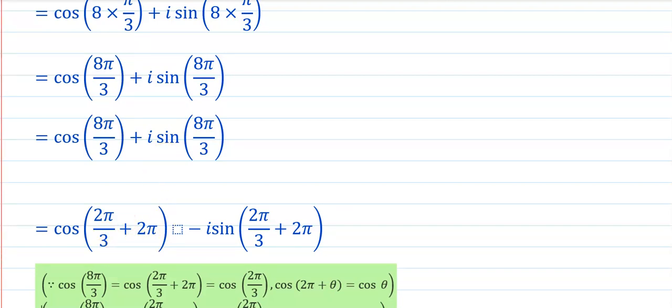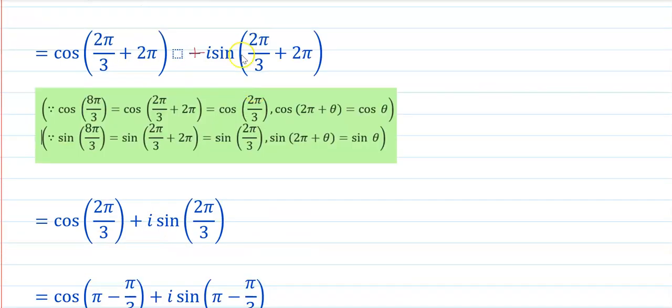Similarly here, sine of 2 pi by 3 plus 2 pi. Okay, here you can see cos of 8 pi upon 3 is written as cos of 2 pi by 3 plus 2 pi. Now, what is the value of cos of 2 pi by 3 plus 2 pi?